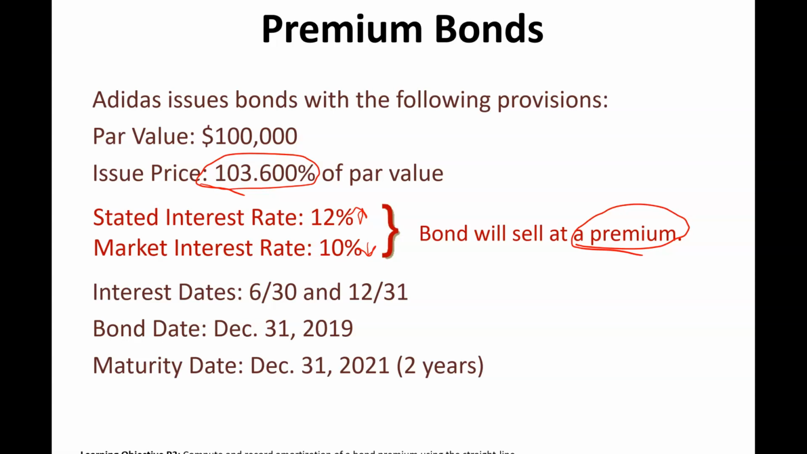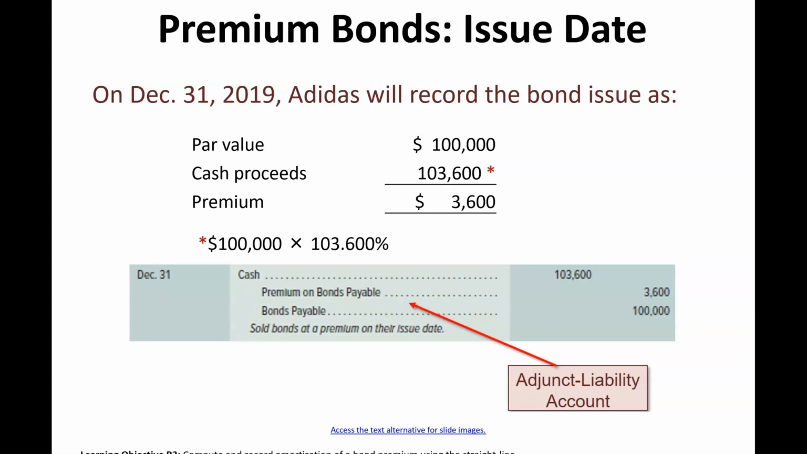In this example, we have a 2-year bond, 2 semi-annual payments like we've been doing. Okay, same process here. The par value is $100,000. The cash proceeds, which is the amount that we're going to get, is $103,600. So we're selling it at a premium of $3,600.